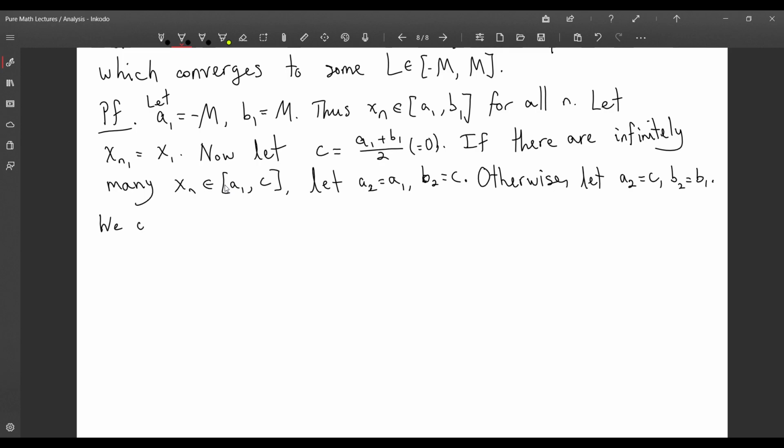We continue indefinitely using, let's say, c equals a sub n plus b sub n over 2, right? So we just keep taking midpoints, and there have to be infinitely many values of x sub n in each of the subintervals.